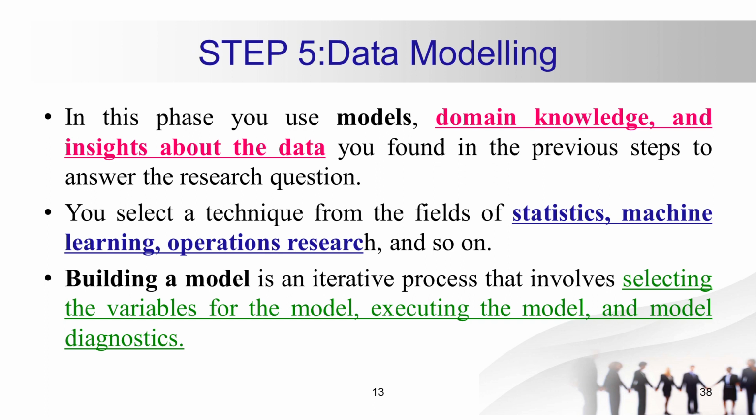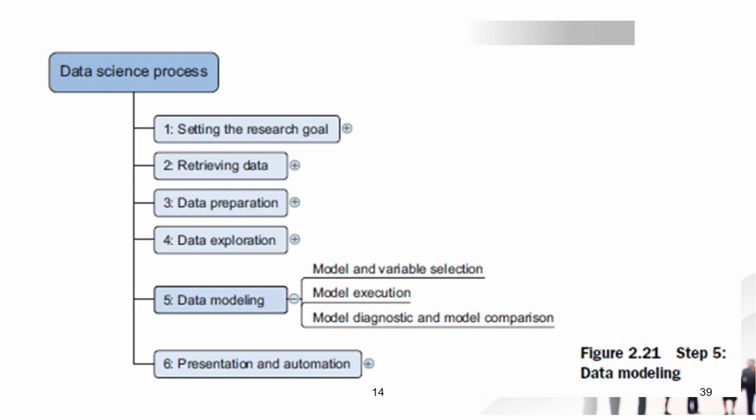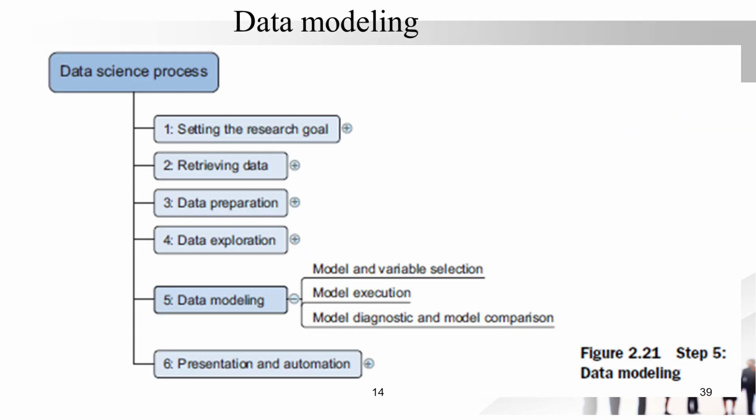The fifth step is data modeling. Once you have got the domain knowledge and insights about the data, you should apply your techniques. As we said in the last step, you can use the field of statistics or machine learning or OR, operational research, to further enhance your model. Now, building a model requires 3 steps mainly. Selecting the variables: first of all, you should select what are the inputs for my model. Then, how am I going to execute? What is the backend for this? What is the machine learning or deep learning model which I am going to execute? Then, you have to diagnose your model.